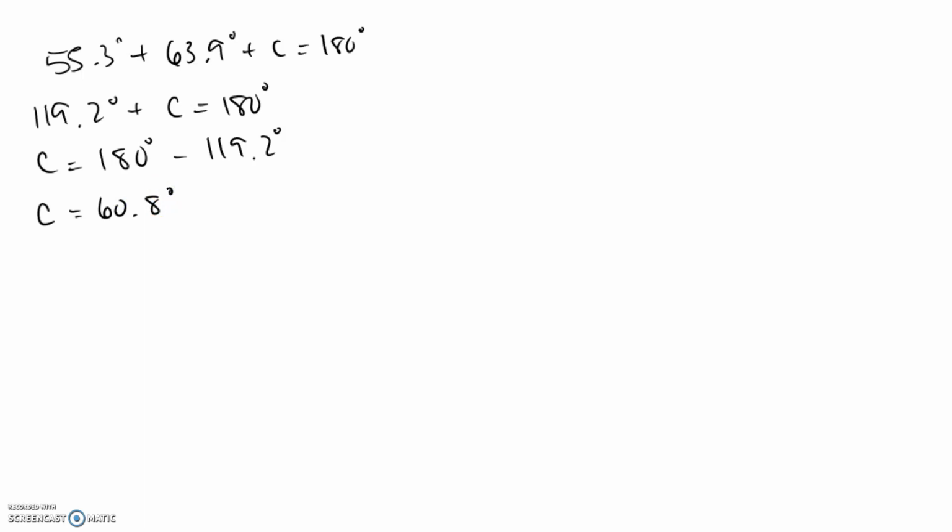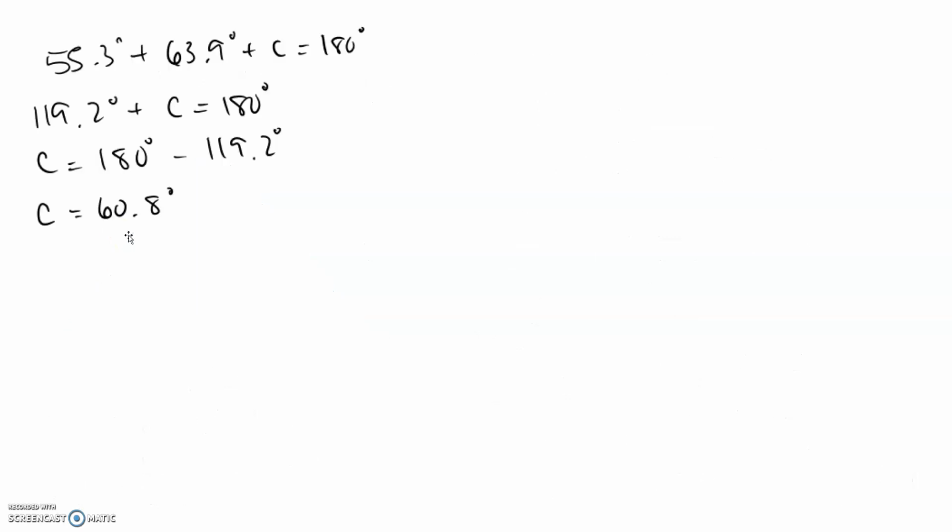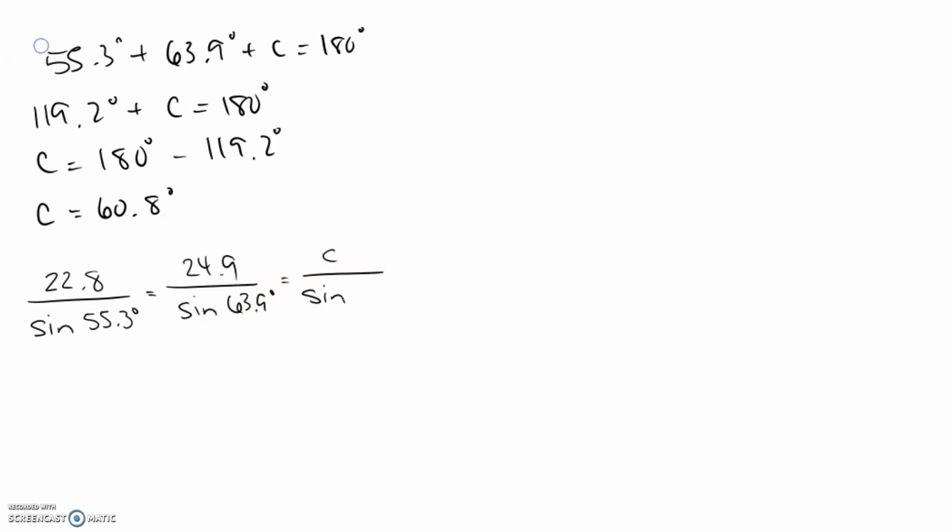Okay. So now, the last thing I need to do is find side C. That's the last thing I need to do. Okay, so we're going to use law of sine again. Plug in everything I know. So I know that 22.8 over sine of 55.3 is equal to 24.9 over sine of 63.9, which is equal to C over sine of 60.8. Okay, now I have a couple options here.